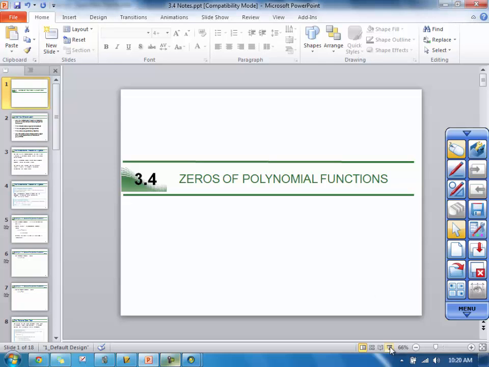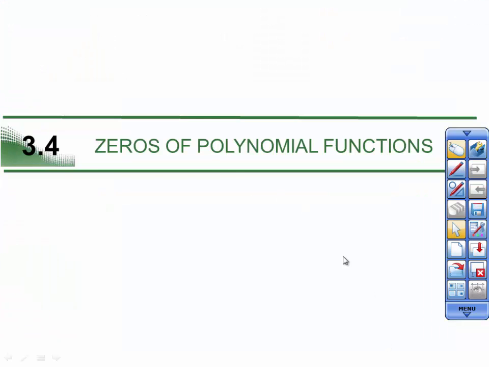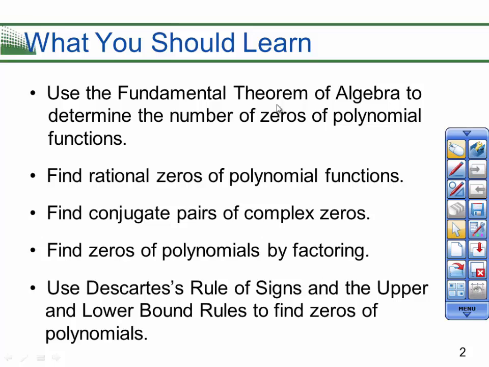All right, let's talk more about zeros of polynomial functions for section 4. We're going to use the fundamental theorem of algebra to determine the number of zeros of a polynomial function. We're going to find rational zeros of a polynomial function, talk about conjugate pairs of complex zeros, and we'll also find zeros by factoring again. Okay, and we'll look at this briefly, but this isn't something I'm probably going to make you use. But there is a rule that will help us find the signs for upper and lower bounds of real zeros.